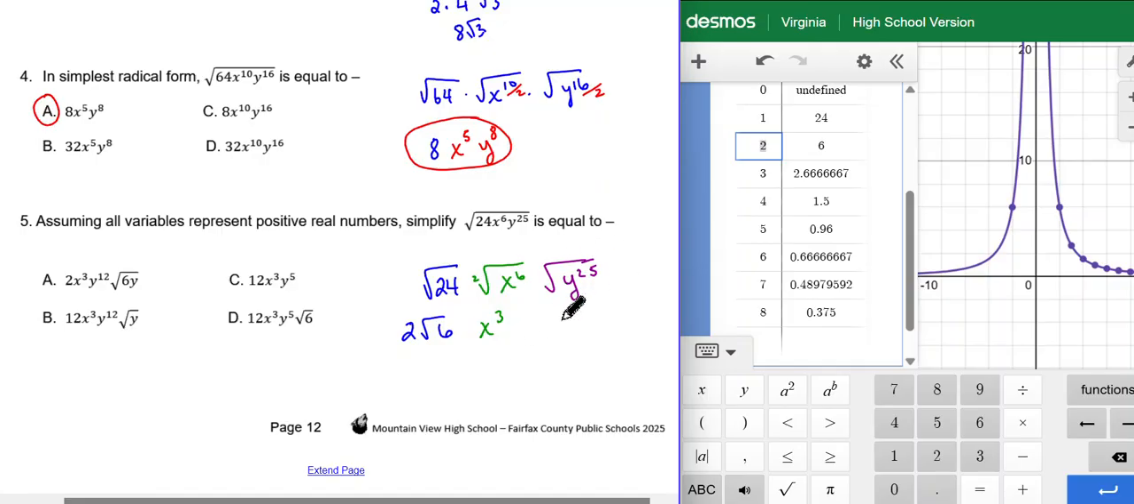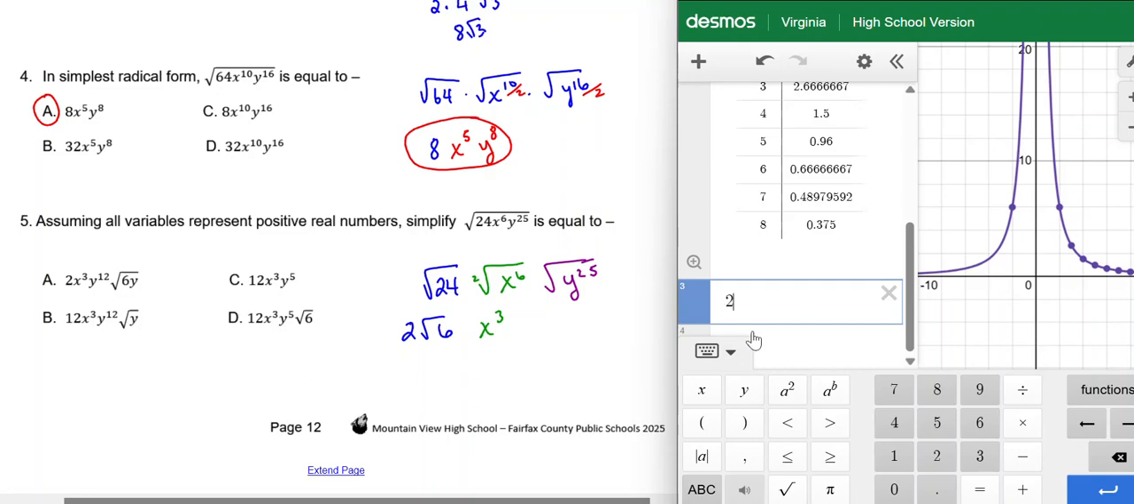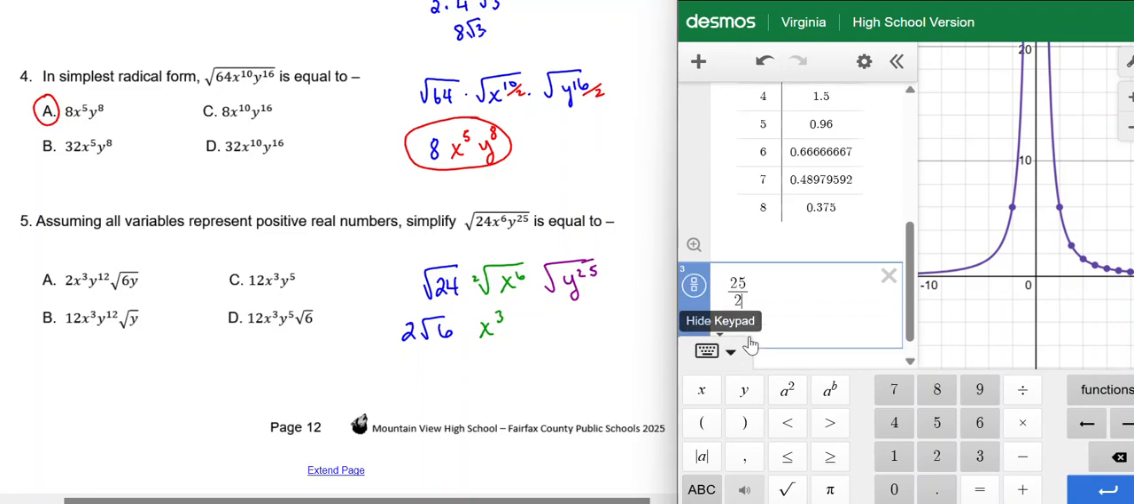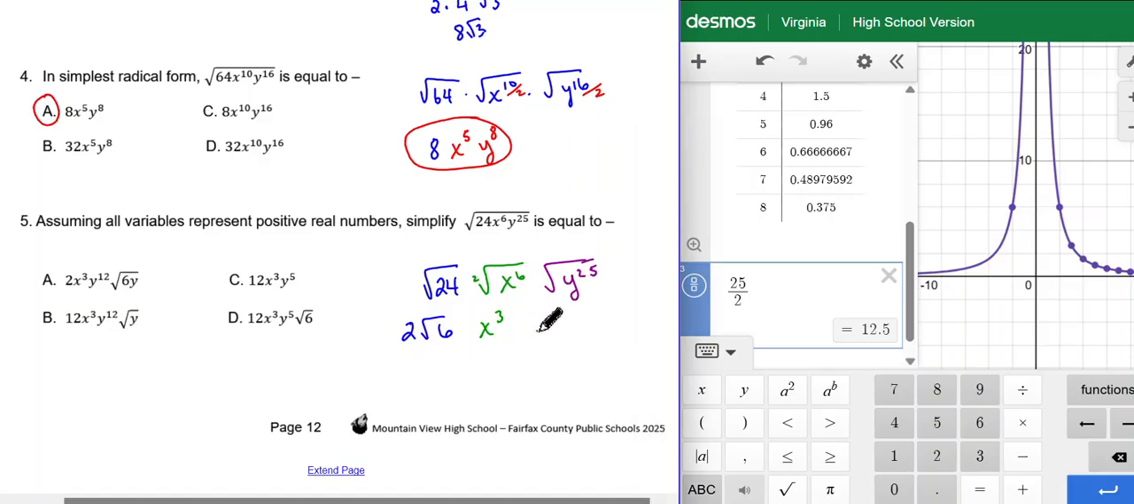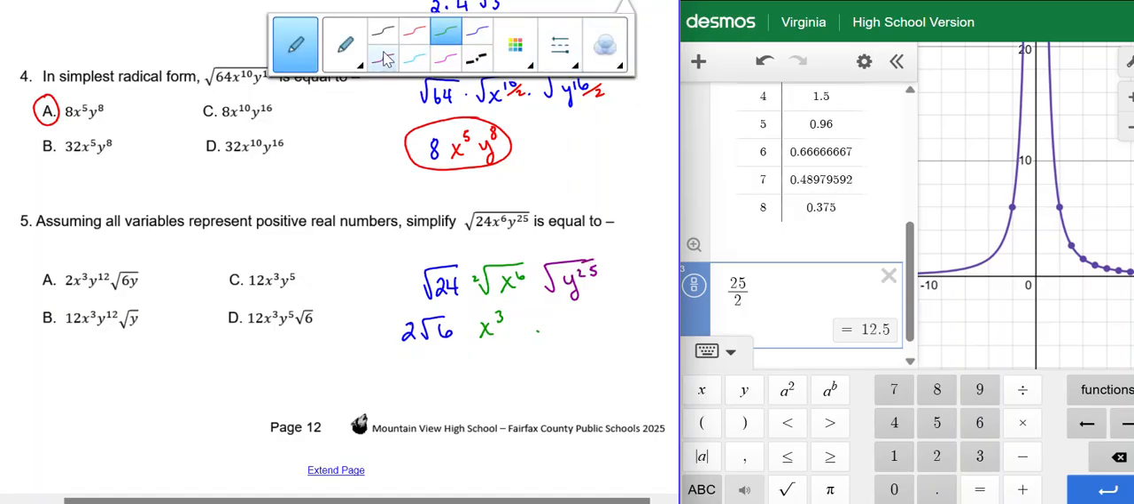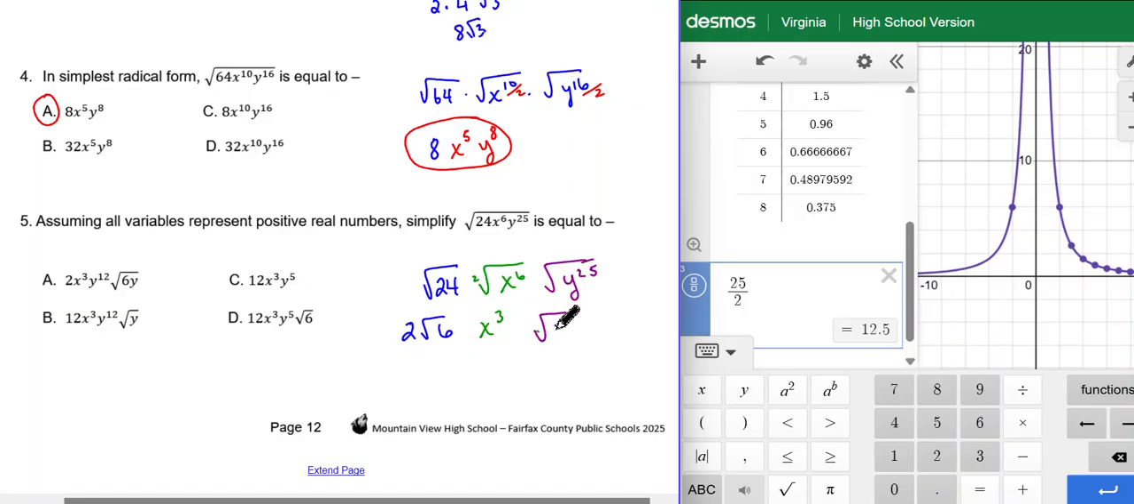And then this one, I know that 25 doesn't divide out evenly, right? So if I did 25 divided by 2, I get a decimal. So what I have to do here is take out only the even parts, and then the rest of it stays underneath. There's only one y that'll stay underneath. So this is what it's going to look like. You can say that this is going to be square root of y to the 24, since I can go ahead and divide that by 2, times square root of y.